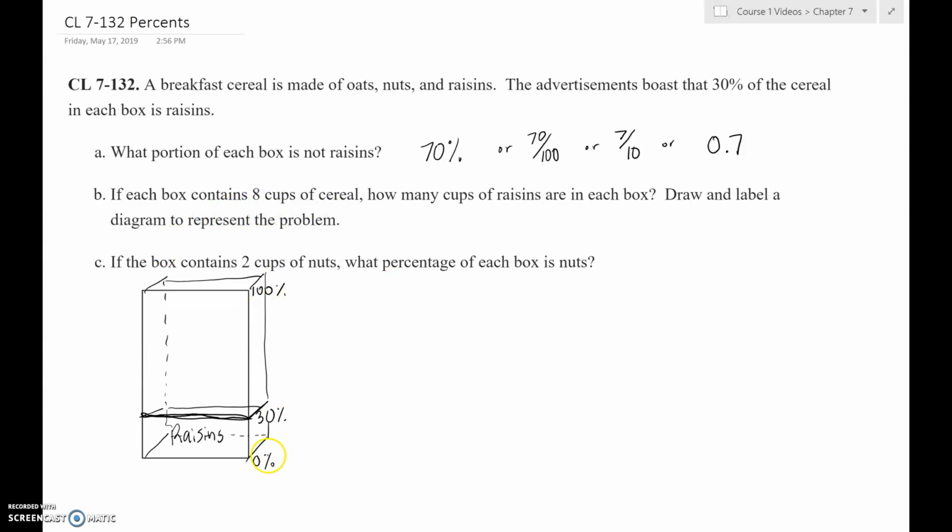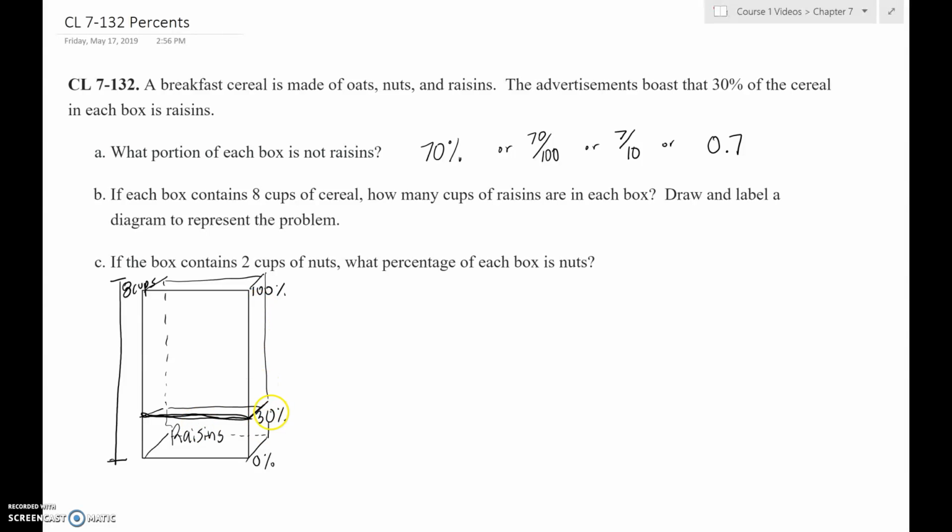Now, 8 cups of cereal altogether. So in total, from here to here, there are 8 cups. So at the very top, this is going to be 8 cups. And we want to see how we can use this diagram to see what 30% would be. Well, how many 30% are there in 100? And that doesn't really go in nice and evenly.